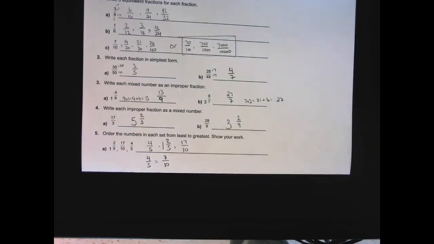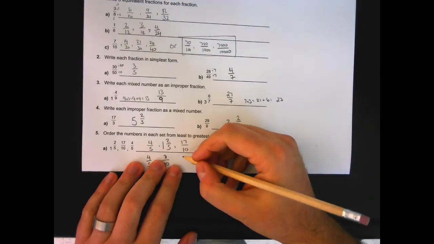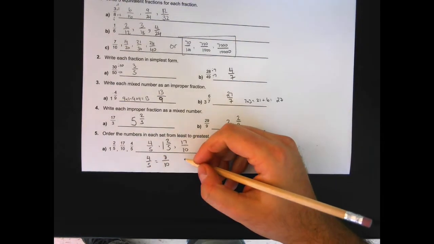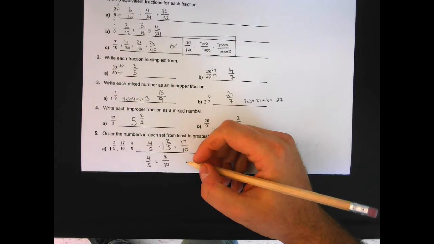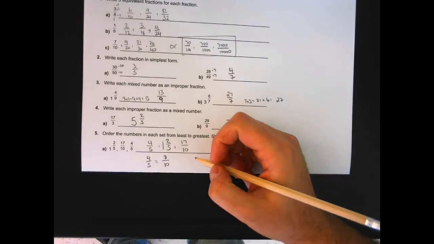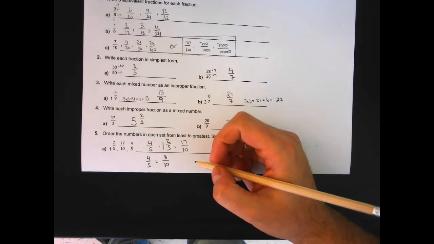What about 1 and 2 fifths? What can we do with that number? There are 2 things we need to do to this number. Make it improper first. So 1 and 2 fifths is how much as an improper fraction? How much is it out of 5 though? How many fifths is 1 and 2 fifths?